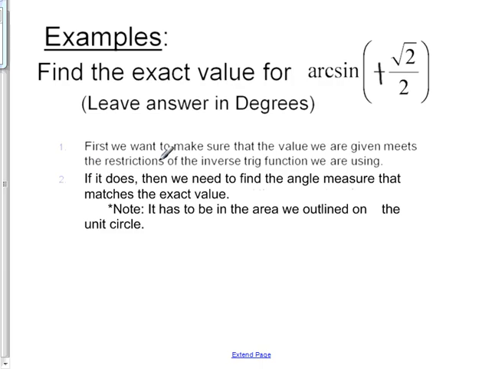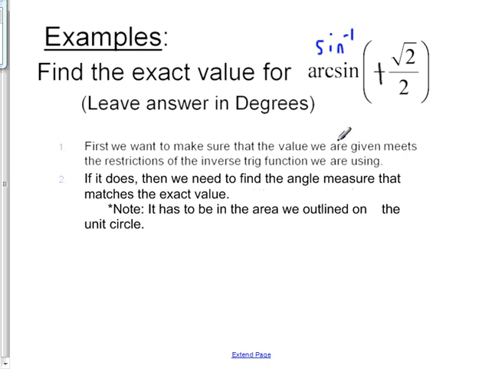So what we're going to do here is find an exact value for arcsine of root 2 over 2. One thing to keep in mind, arcsine is the same as sine inverse. You see it more often in older texts, but it is the same thing as a sine inverse like this.